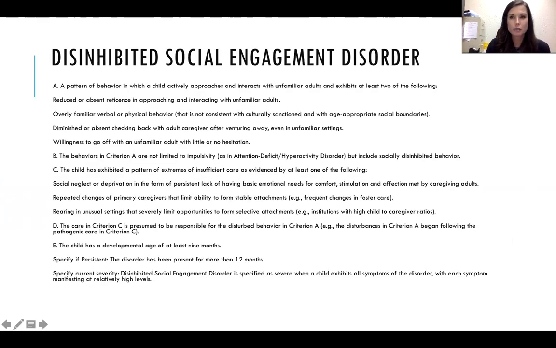So for disinhibited social engagement disorder, the criteria includes a pattern of behavior in which a child actively approaches and interacts with unfamiliar adults and exhibits at least two of the following: reduced or absent reticence in approaching and interacting with unfamiliar adults, overly familiar verbal or physical behavior that's not consistent with culturally sanctioned and age-appropriate social boundaries, diminished or absent checking back with an adult caregiver after venturing away, even in unfamiliar settings. They're willing to go off with an unfamiliar adult with little or no hesitation.